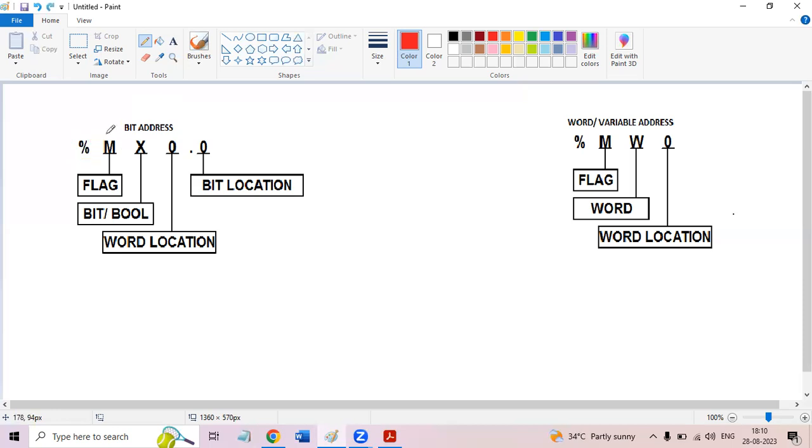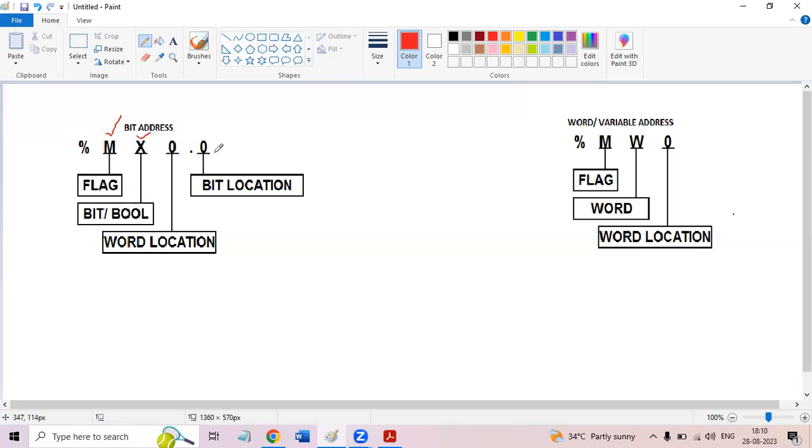Then you see this M. M denotes flag, correct? M is for flag here. If it is Q, then it would be output. So M is flag. X is for bit or bool. So X denotes that this is a bit address.